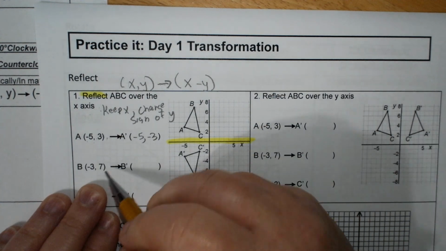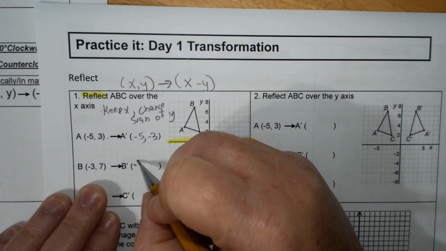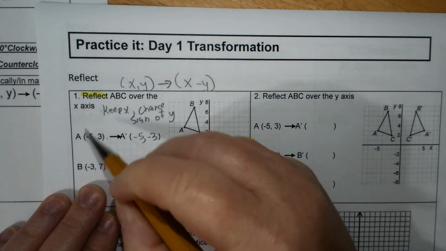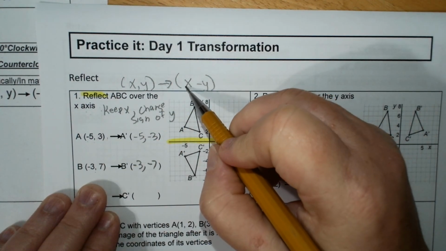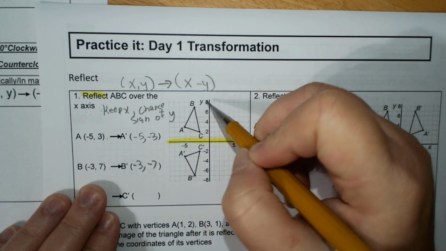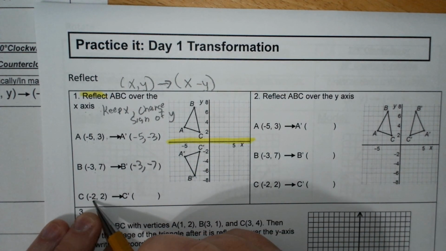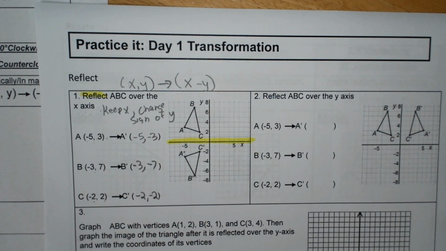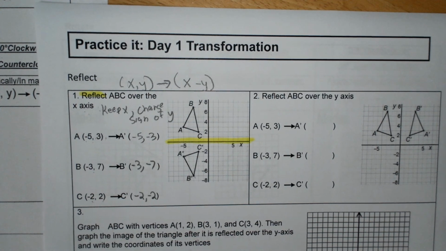Here we go. B, keep x, change the sign of y. Because reflecting over the x-axis, x stays the same. Change the sign of y. Do not change order of the letters. (-2, 2) becomes (-2, -2). I've now reflected over the x-axis.